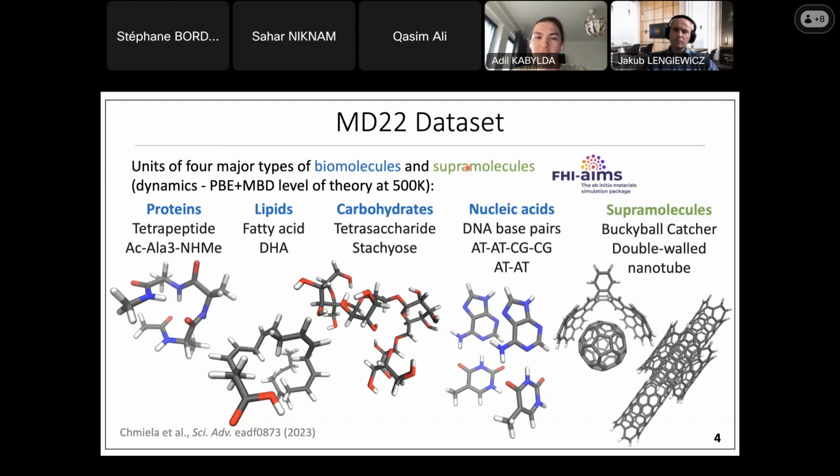The way we generate our dataset is we perform molecular dynamics at some good reference level of theory at higher temperatures, and we generate different conformations of these molecules. From the proteins, we have a tetrapeptide. From the lipids, we have fatty acids. For carbohydrates, we have a tetrasaccharide. We have a few DNA base pairs and some interesting supramolecules here. It's good to see that during the last 2 years, people really adopted this dataset, and it drove the advancement of machine learning force fields a little bit forward.